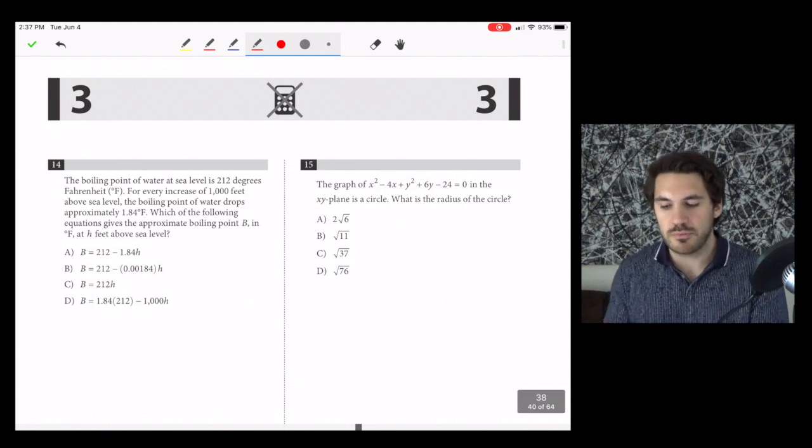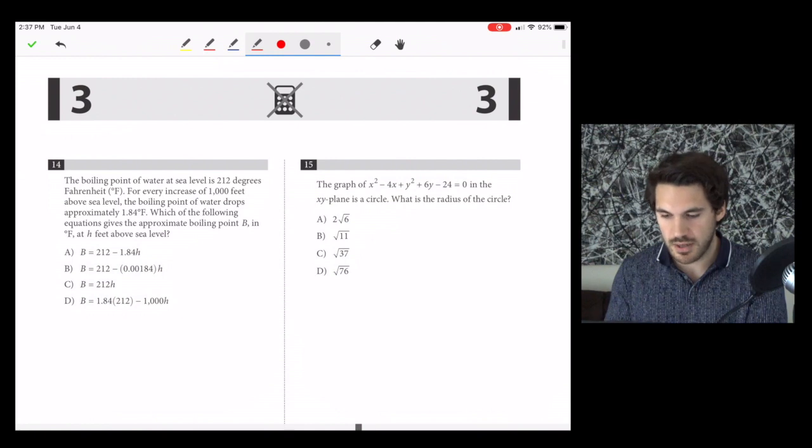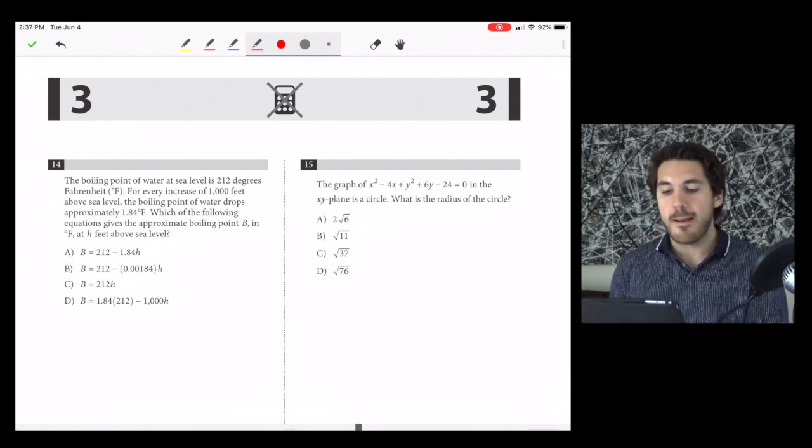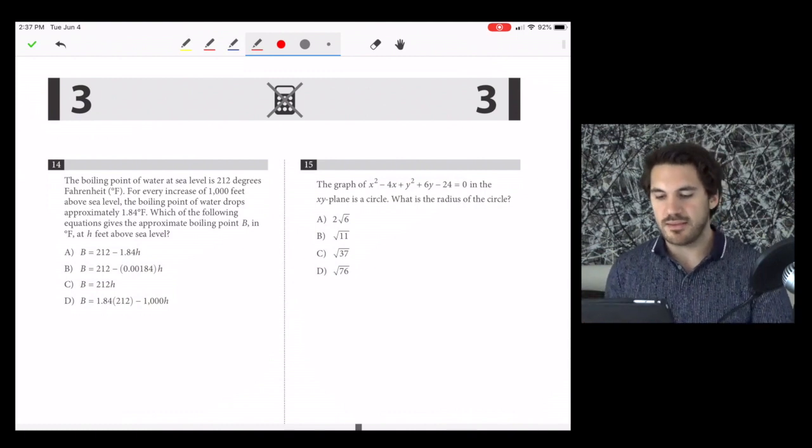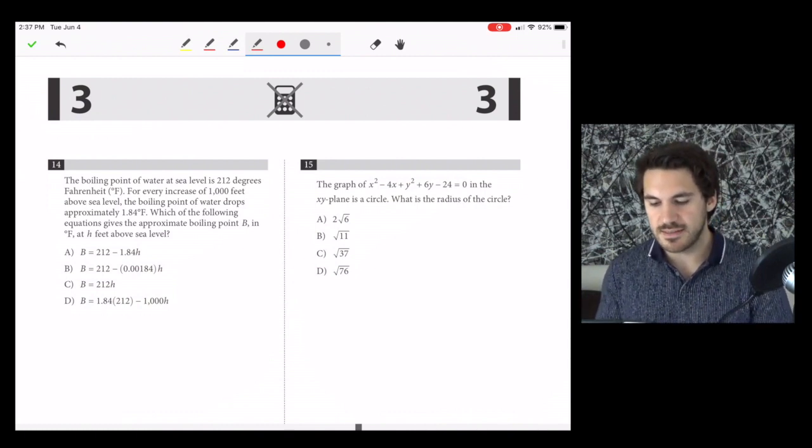Number 14. The boiling point of water at sea level is 212 degrees Fahrenheit. For every increase of 1,000 feet above sea level, the boiling point of water drops approximately 1.84 degrees Fahrenheit. Which of the following equations gives the approximate boiling point B in F at h feet above sea level?